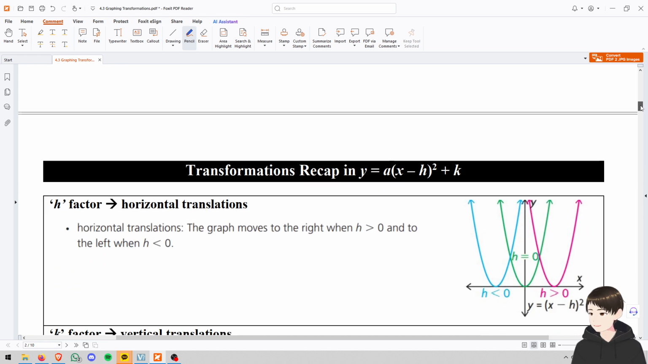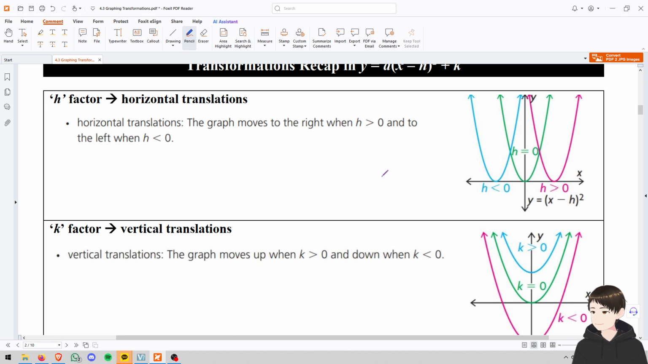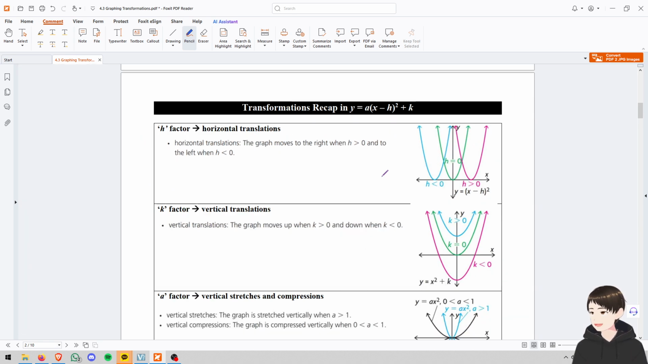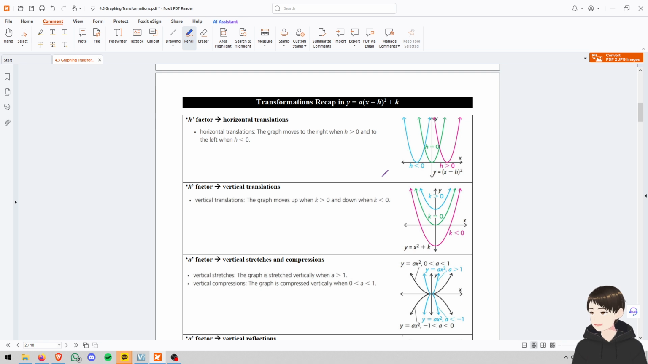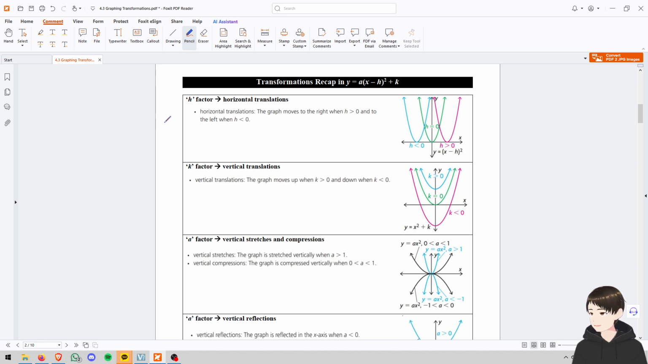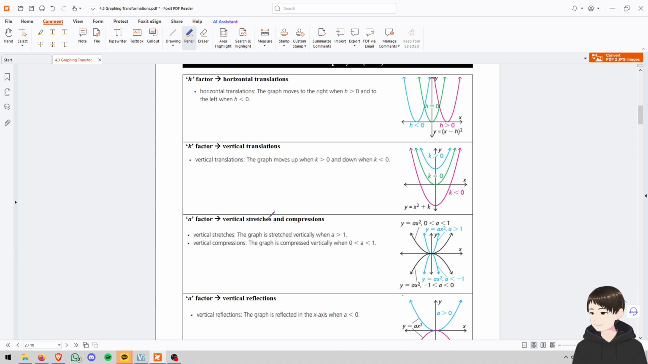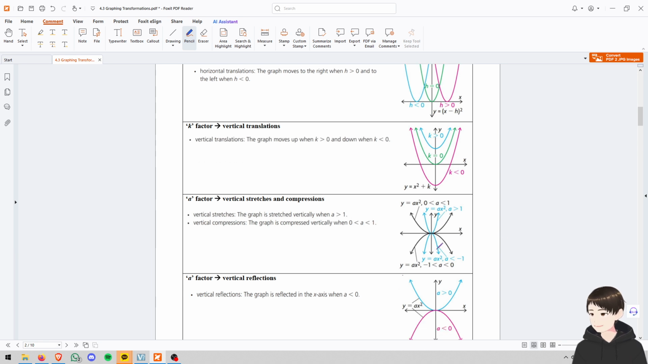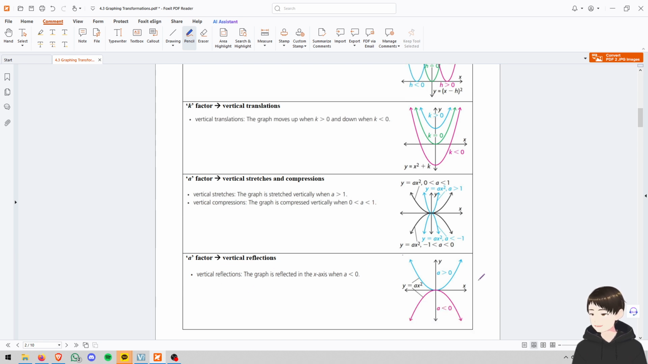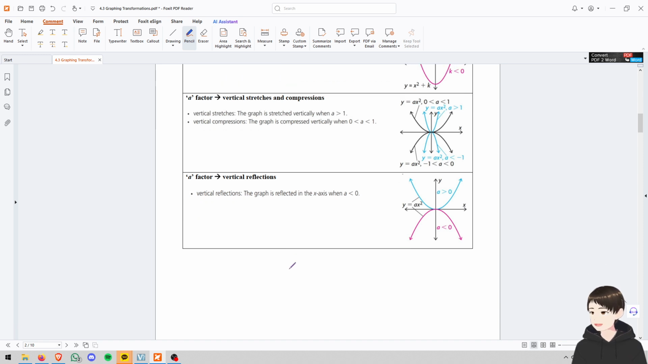Please turn the page when you are ready, and you will see a full summary of how every single letter affects the parabola. As I said, H is a left and right thing, K is an up or down thing, A is a stretch or compression, and a negative value of A is a reflection. Okay? So how does that all come together?